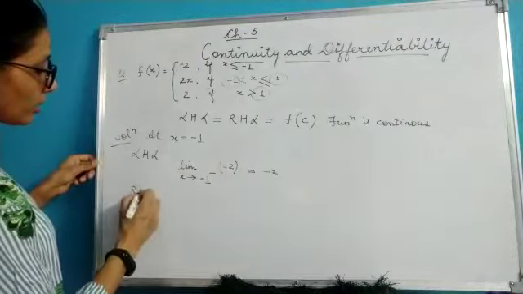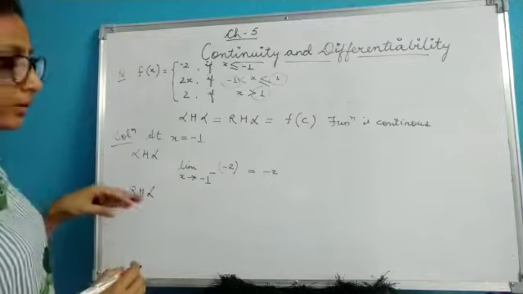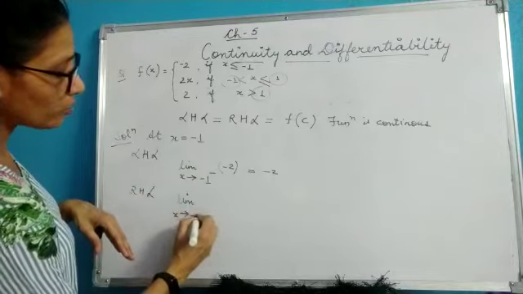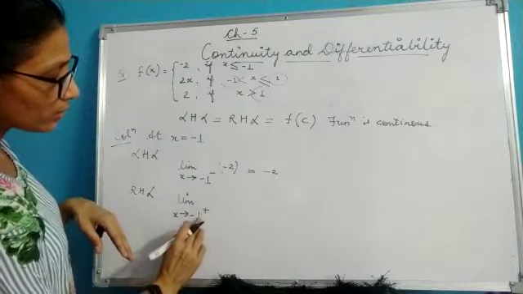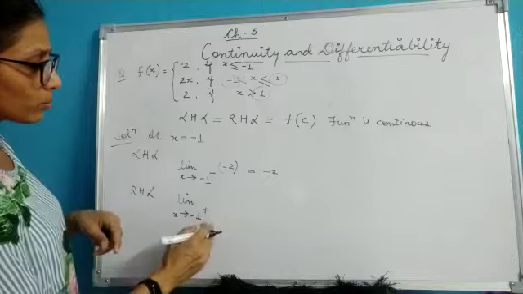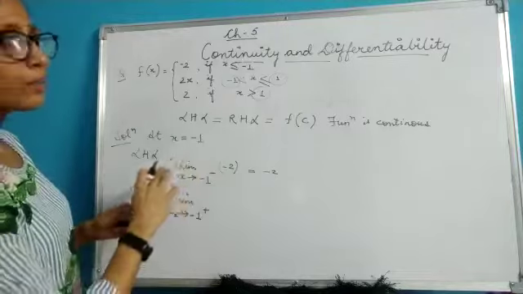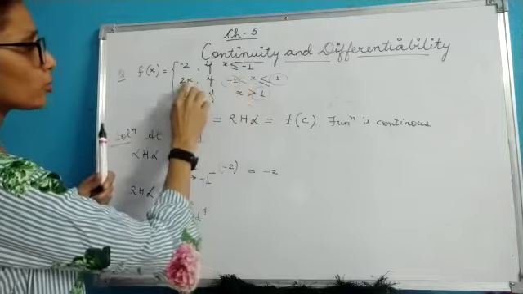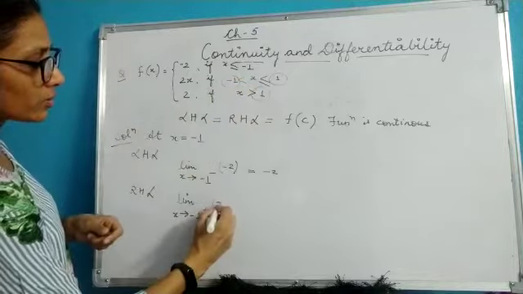Let's see for RHL. Children, when you are writing RHL, then you will be writing limit x tends to -1 plus. That means you are going slightly more than -1. So if it is more than -1, here it is given x is more than -1, so the function defined here is 2x.